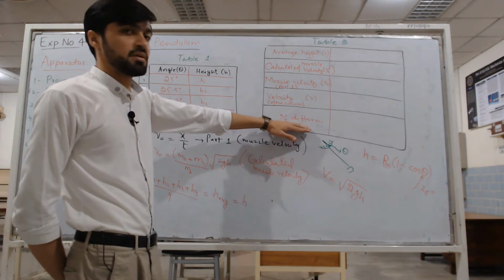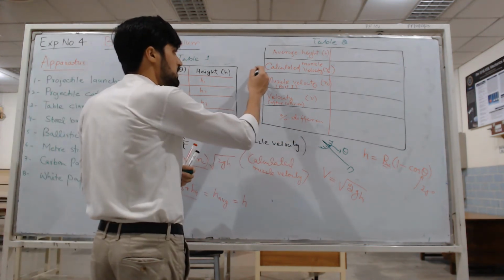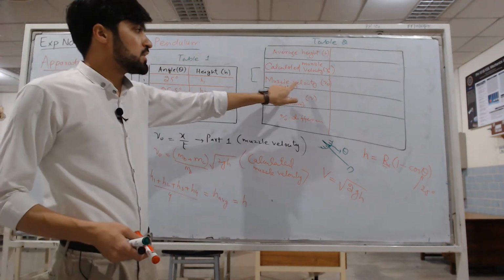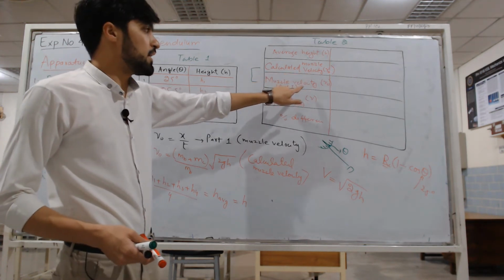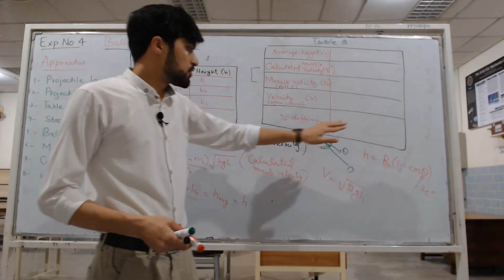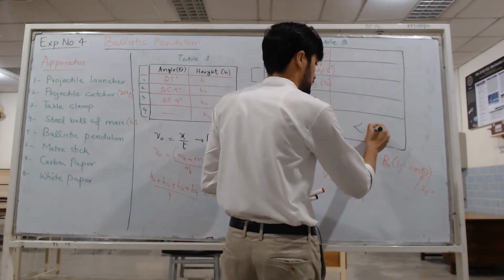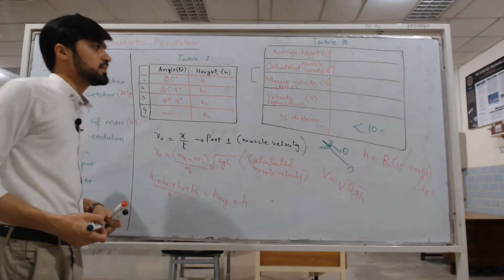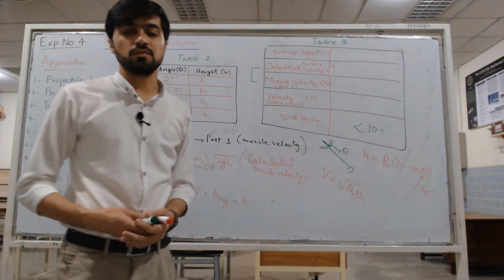Now, what will be the percentage difference? The percentage difference will be between the calculated muzzle velocity and the muzzle velocity. So simply, muzzle velocity part 1 minus calculated muzzle velocity, divided by muzzle velocity part 1, multiplied by 100. So you will get the percentage difference, and it should be less than 10%. Now this is required for the case of muzzle velocity.